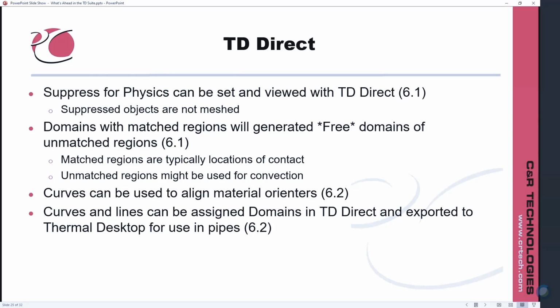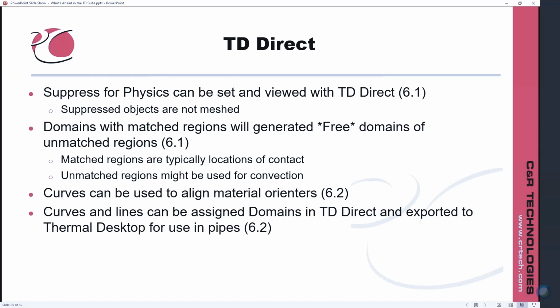Now that geometry only option is good for getting matched meshes across a gap. But this is actually saying this object should not be meshed at all.